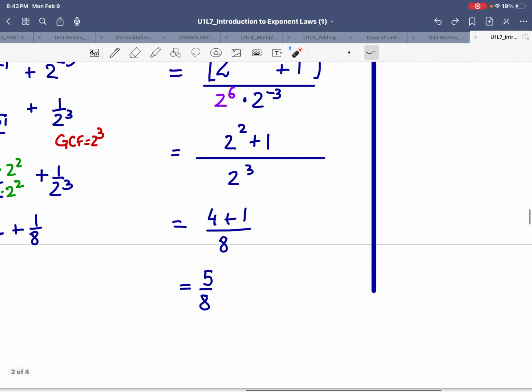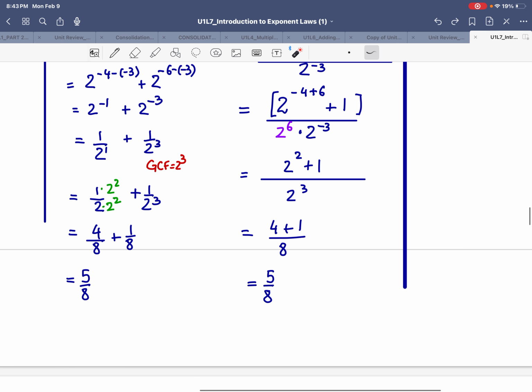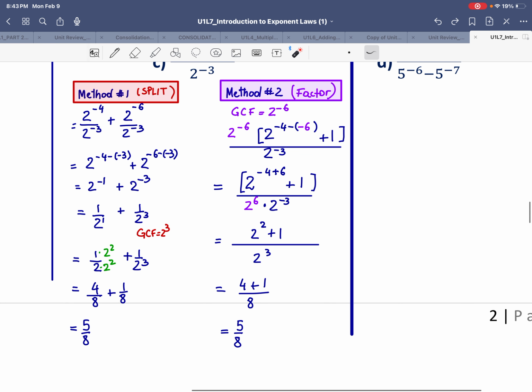So as you can see in here, regardless of the method used, as expected, we got the same answer. So the answer is 5 over 8. So that is very reassuring that these two methods work, right? Now, which one do we prefer?